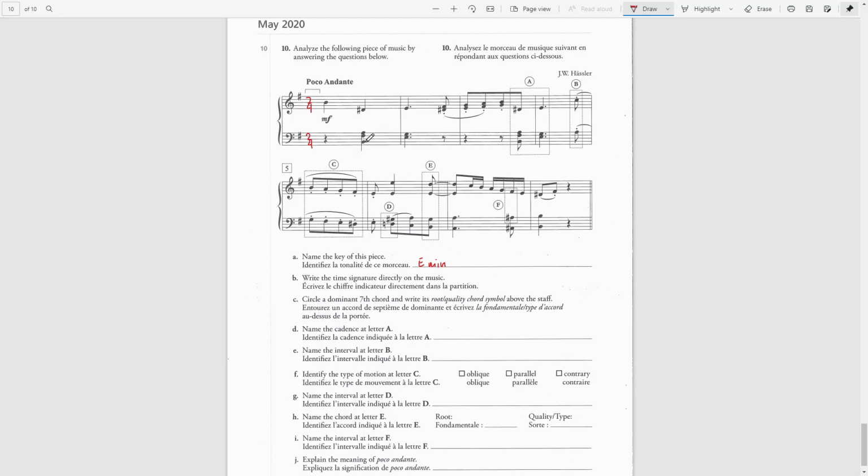B is the dominant note. It is in root position. The chord symbol here is B7. B is the lowest note. And we also have to circle it, so here it is.